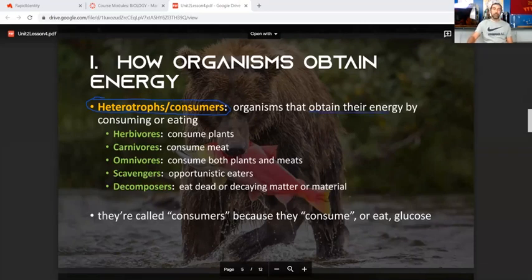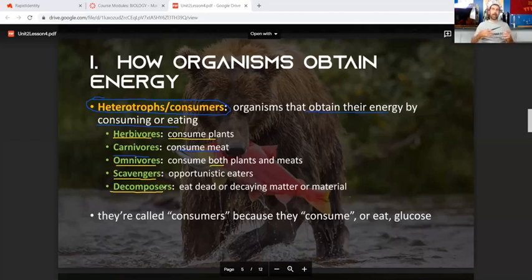They obtain their energy by consuming or eating, which is like this bear you see in the background here. This bear is consuming a salmon, right? But since it's consuming a salmon, it would be considered a carnivore since it's eating meat. But that's not the only type of consumers there are. There are herbivores that consume plants, omnivores that will actually consume both plants and animals. Then you have scavengers and decomposers.